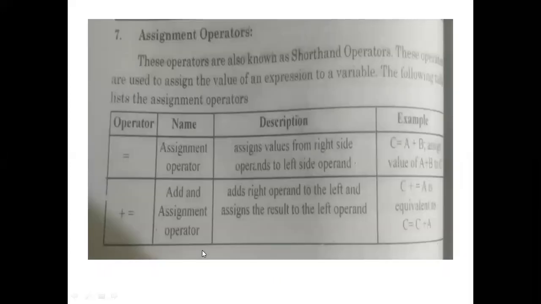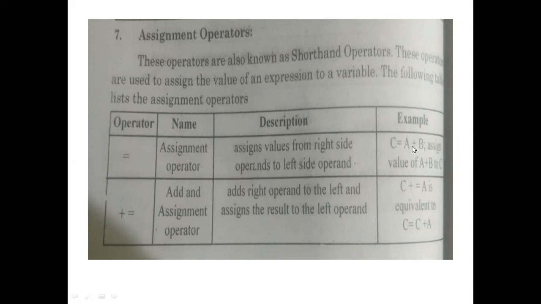Next, assignment operators. These operators are also known as shorthand operators. These operators are used to assign the value of an expression to a variable. The following table lists the assignment operators. So this is your assignment operator. If we write x equal to 2, 2 will be assigned to x. So c is equal to a plus b.